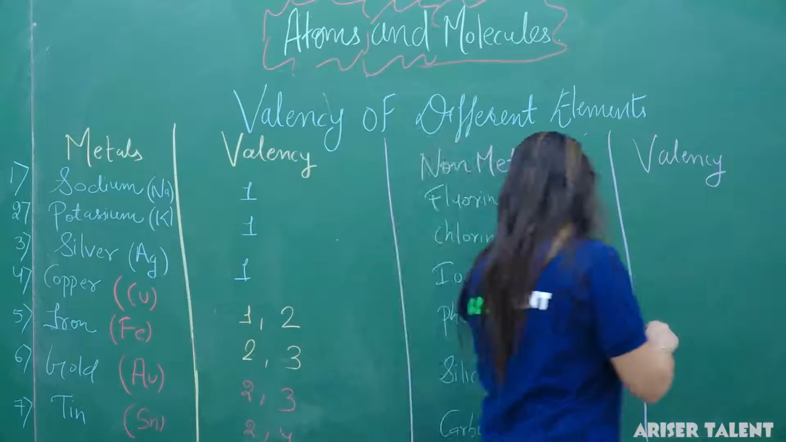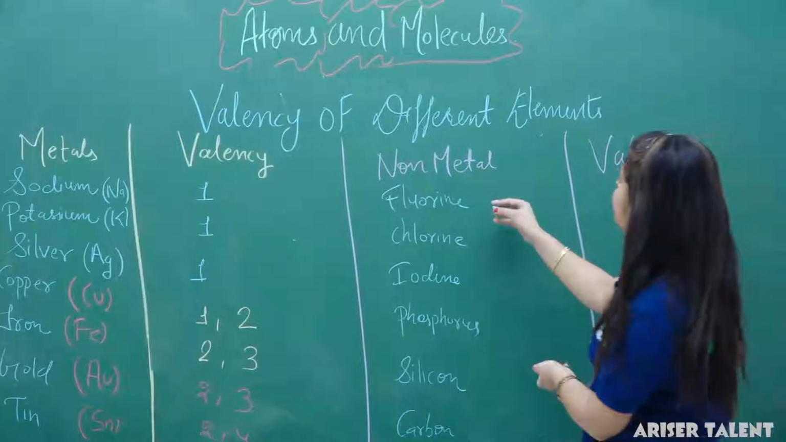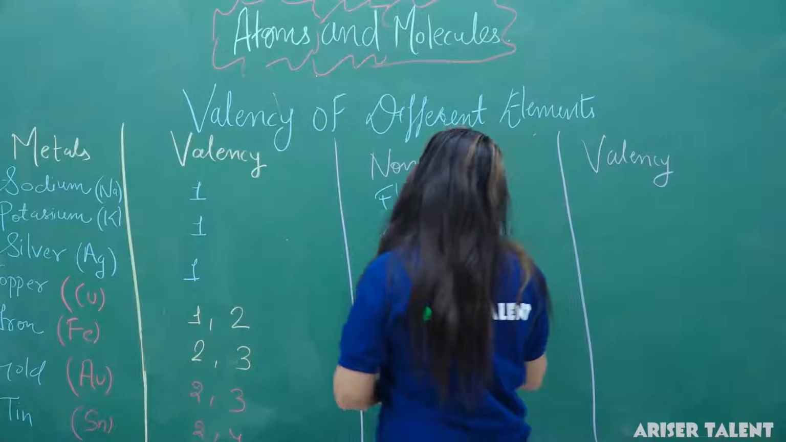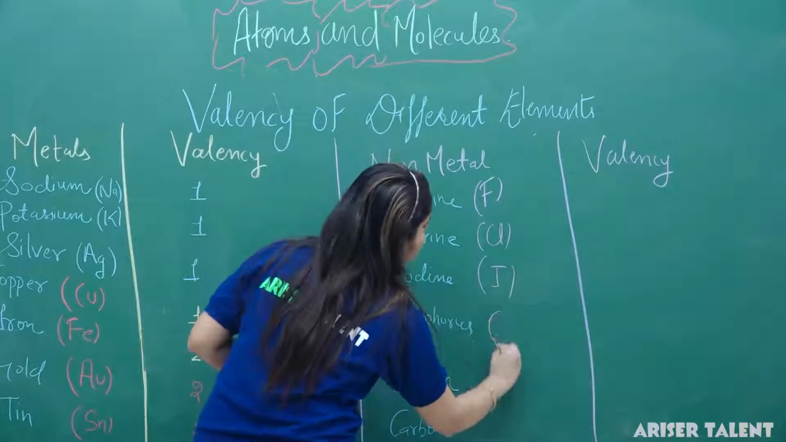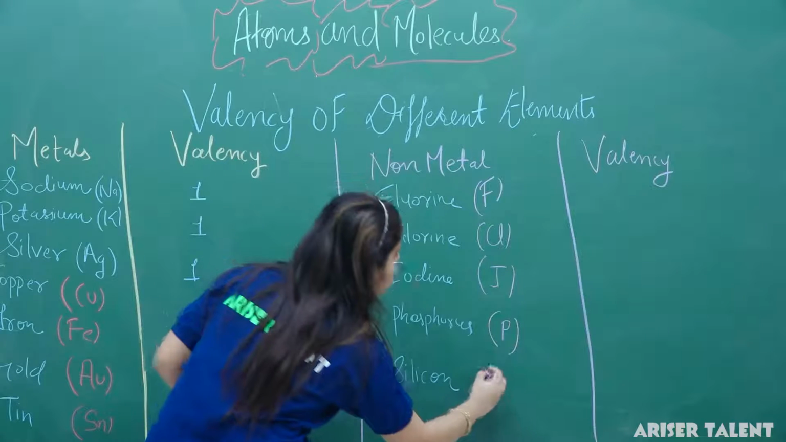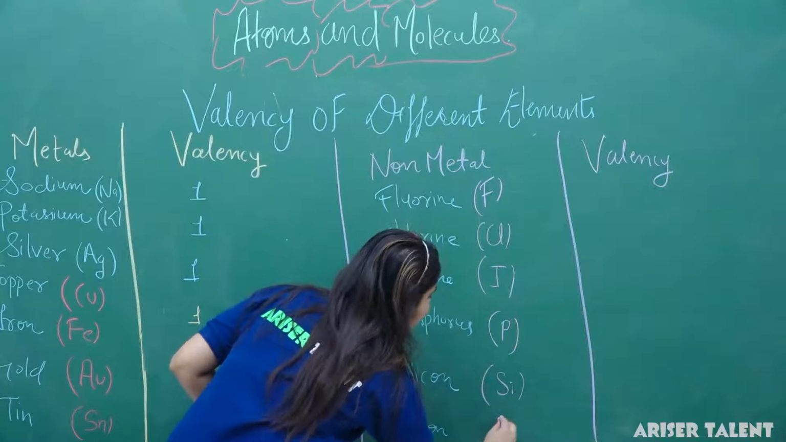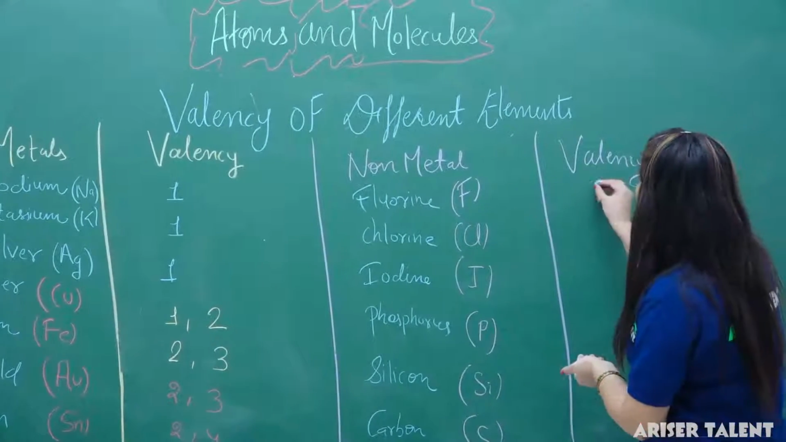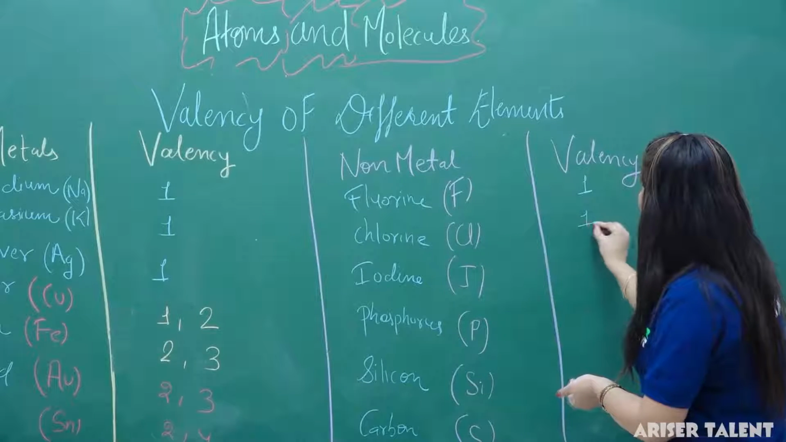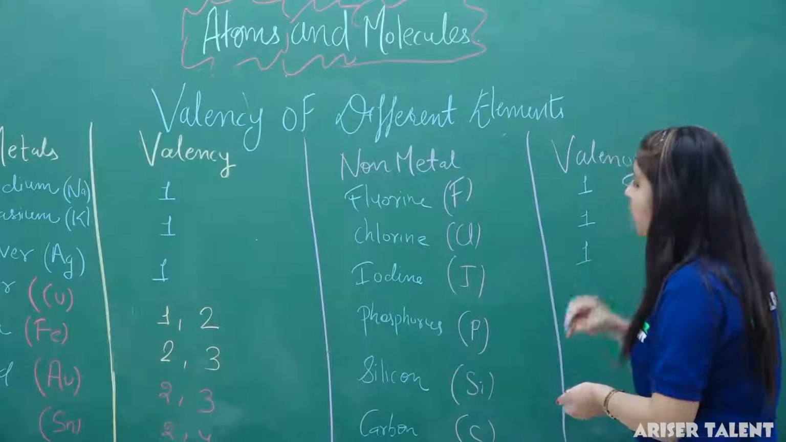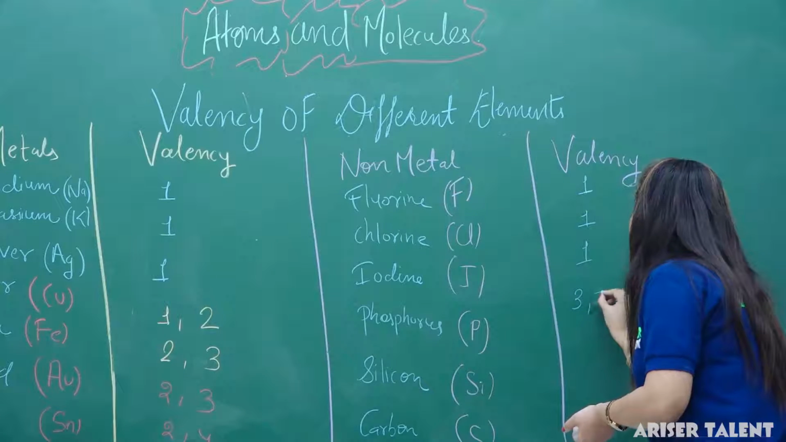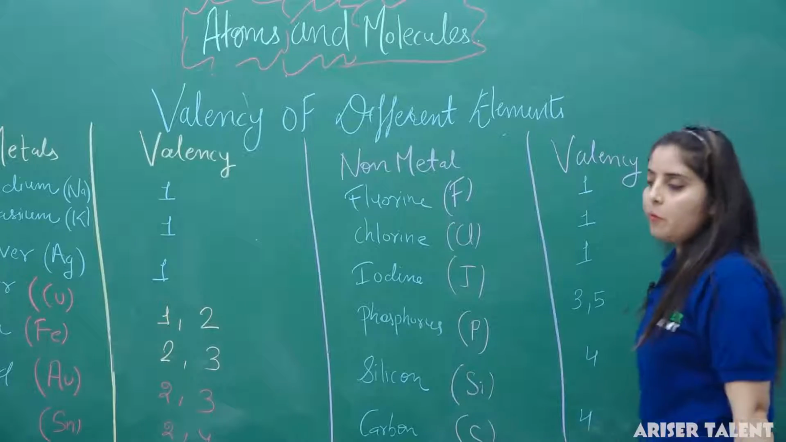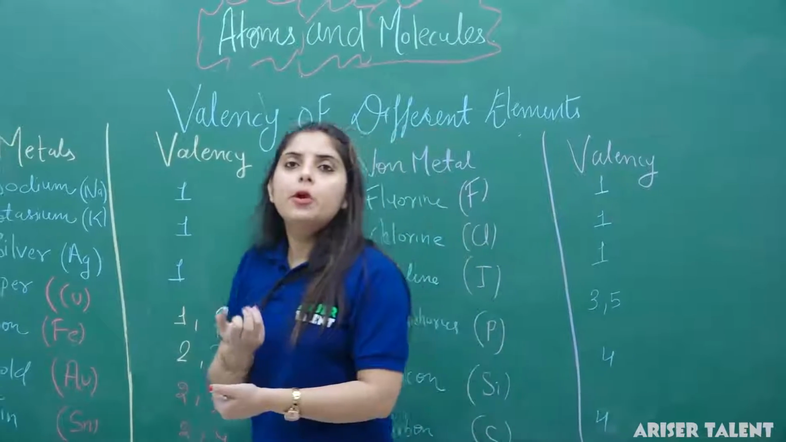Now we will discuss the valency of these non-metals. For fluorine we have symbol F, for chlorine Cl, for iodine I, for phosphorus P, for silicon Si, and for carbon C. For fluorine the valency is 1, for chlorine again 1, for iodine again 1, for phosphorus we have two valencies, that is 3 and 5, and for silicon and carbon we have valencies 4 and 4, meaning their combining capacity is 4.